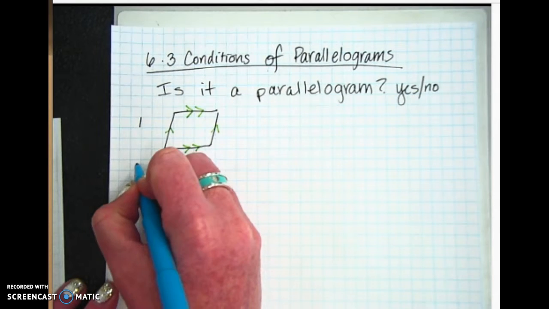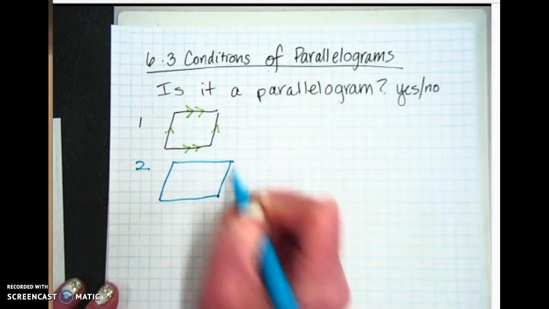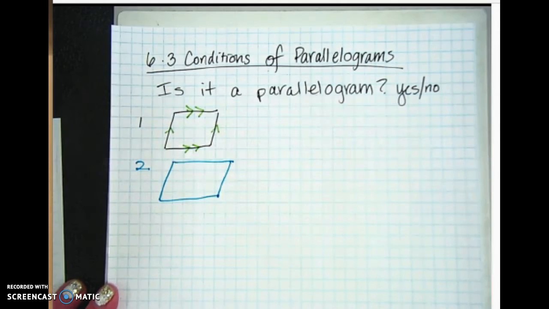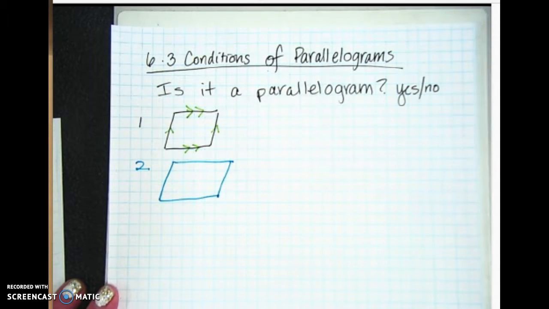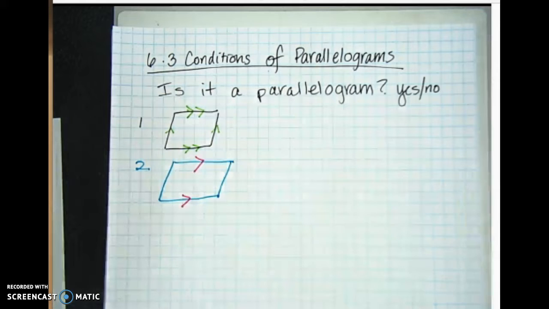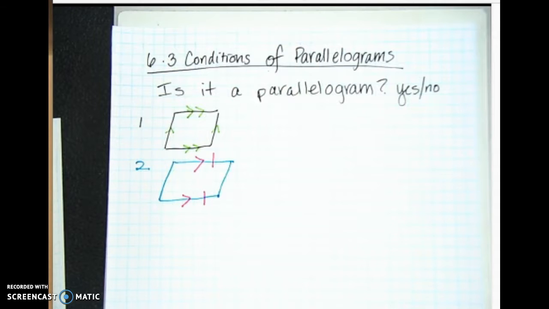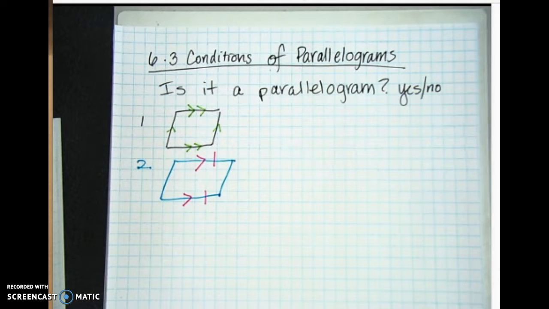All right, the second condition would be that you would have one pair of opposite sides parallel. So let's pick top and bottom, but it could be right and left. And those two sides also need to be congruent. Not both pairs, but just one pair. And then if you have that much information, you can say, yes, it's a parallelogram. It could be top and bottom, or it could be right and left.